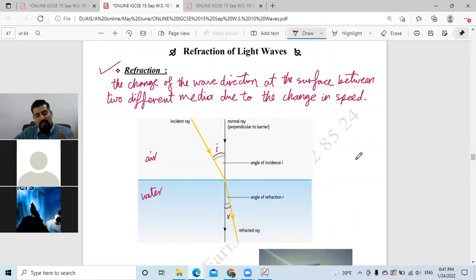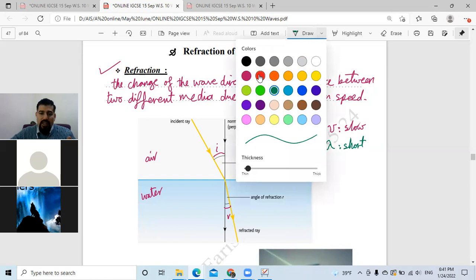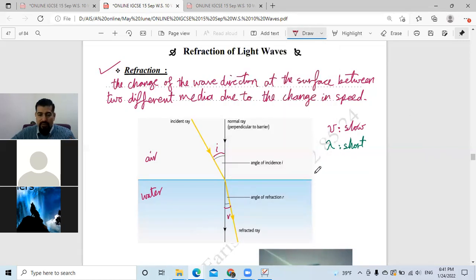Here you can use the 6 S's that I told you about before, but we are not talking about shallow water here. We are talking about an optically denser medium. So what are the 6 S's here? What happened to the speed here? Slow, exactly. What happens to the wavelength? Short, excellent. What happens to the angle? As you can see here, look at the angle of refraction. What happens to it? Exactly, smaller.